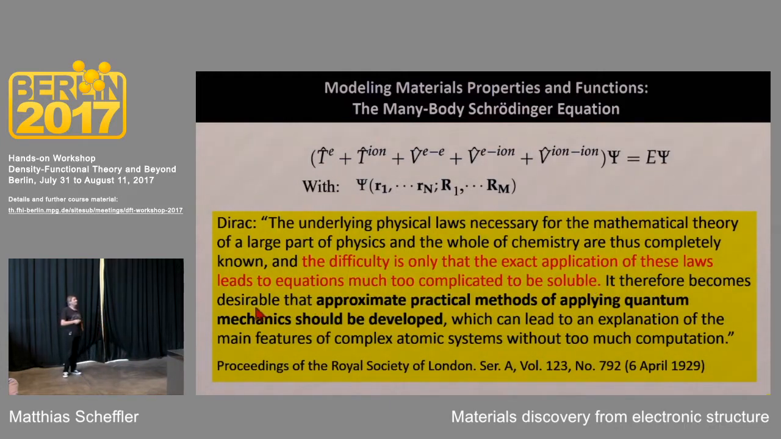It therefore becomes desirable that approximate practical methods for applying quantum mechanics should be developed. They should be approximate and they should be practical. This can lead to an explanation of the main features of complex atomic systems without too much computation. Now this is something you could argue nowadays, but I think this is the thing. There's no way to do an exact calculation. We need approximations, and we need to understand the quality of these approximations.